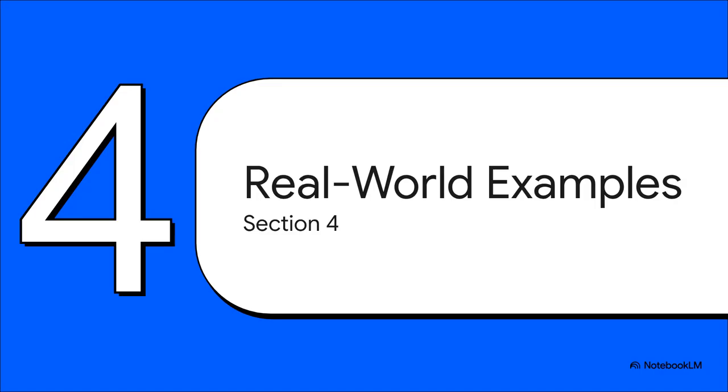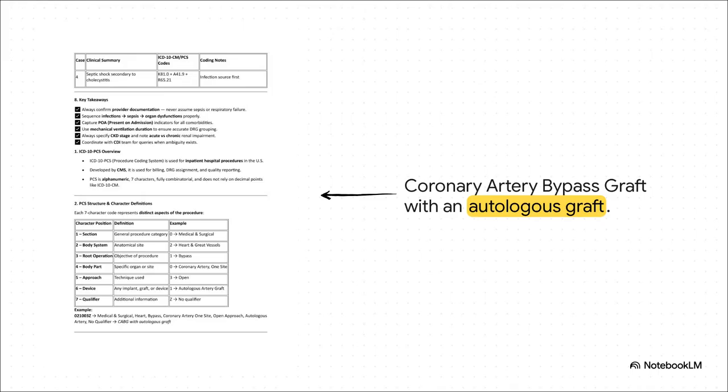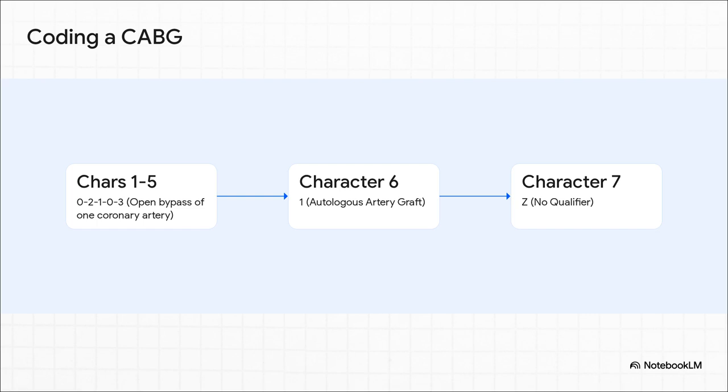All right, let's put this into practice. Section 4, Real-World Coding Examples. Let's step right into the coder's seat for a minute. We are tasked with coding a coronary artery bypass graft, commonly known as a CABG, involving one site via an open approach using an autologous artery graft. Let's construct this step by step.